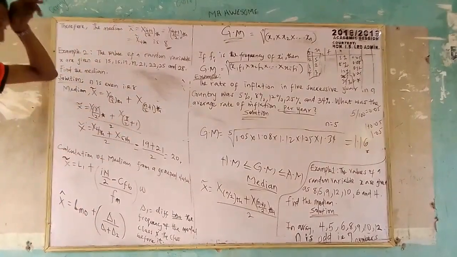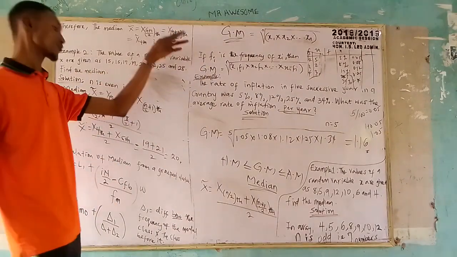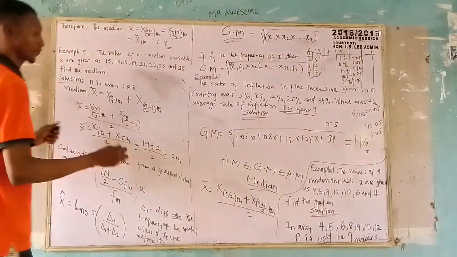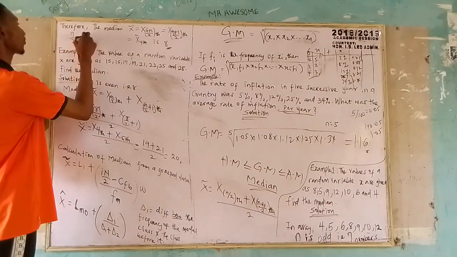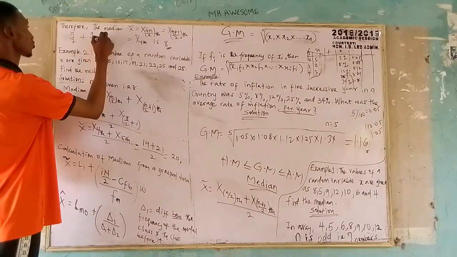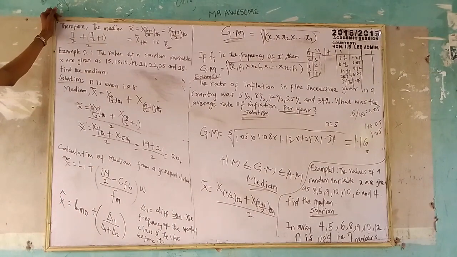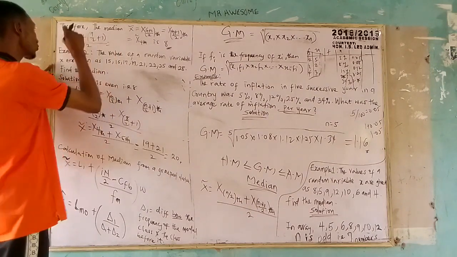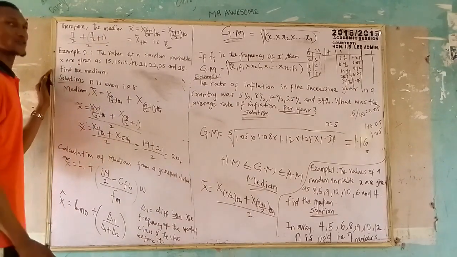Now, the 7 is odd. Whenever you have an odd number, you use n plus 1 over 2, so 7 plus 1 divided by 2, which is 4. Let me do this: 7 over 2 plus 7 over 2 plus 1, that is 3.5 plus 4.5, divided by 2. See, we have 4.